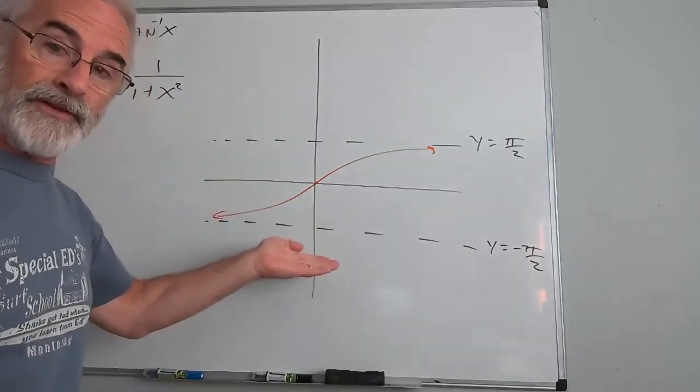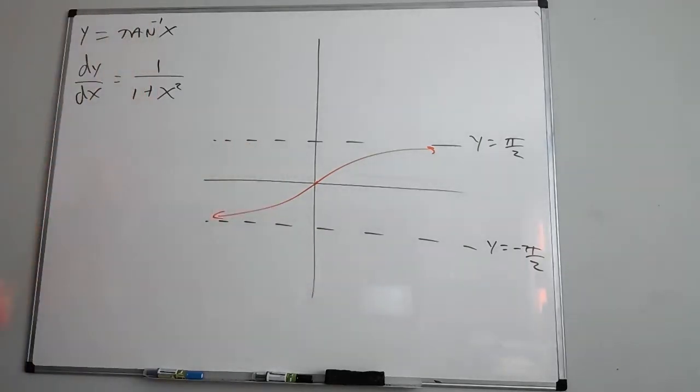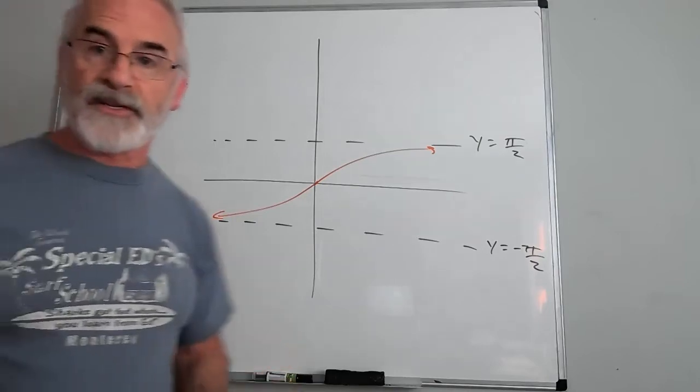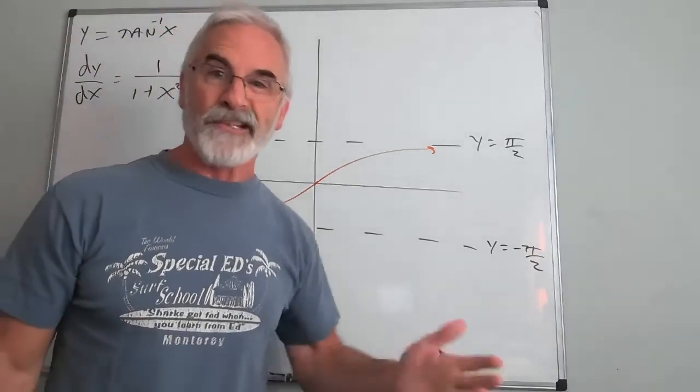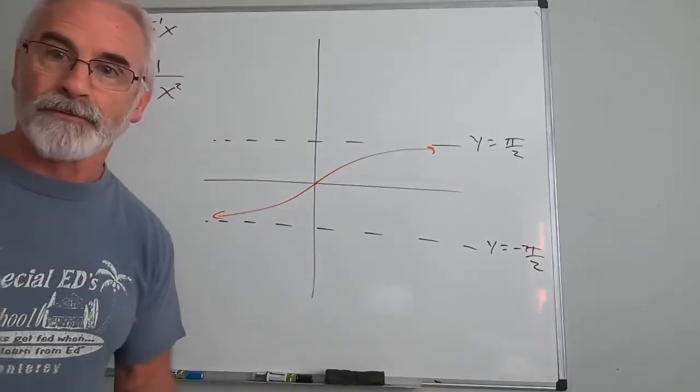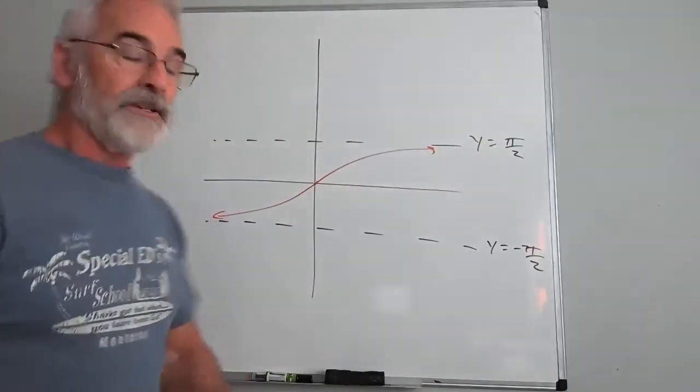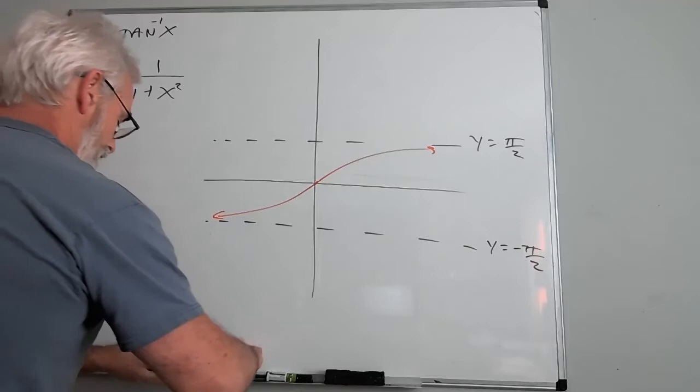If this is the graph of an inverse tan, this is the graph of the slope at every point. That should make perfect sense to you. If I replace x with a bazillion, my slope is going to be almost 0. And that's what's happening. So that's kind of a nice little feature.